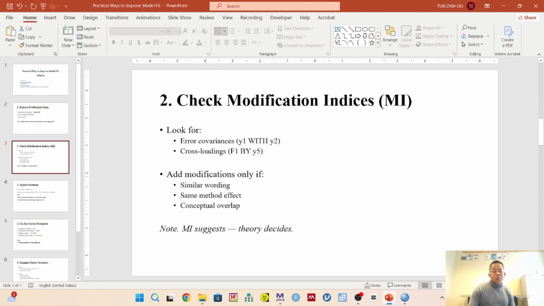And also, when we consider these modification index suggestions, we should check whether the items have similar wordings, the same meanings, or overlapping concepts. Even though we should check, we should follow the theoretical foundation. If theory says we should follow it, we follow. If not, we should find different ways.